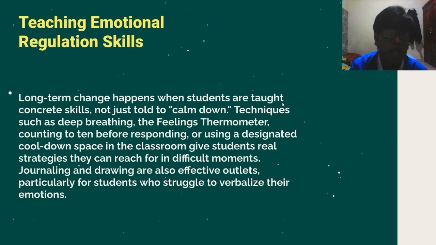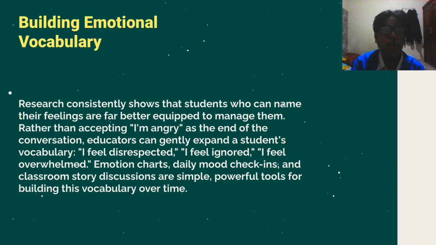Teaching emotional regulation skills. Long-term change happens when students are taught concrete skills, not just told to calm down. Techniques such as deep breathing, the feelings thermometer, counting to ten before responding, or using a designated cool-down space in the classroom give students real strategies they can reach for in difficult moments. Journaling and drawing are also effective outlets, particularly for students who struggle to verbalize their emotions.